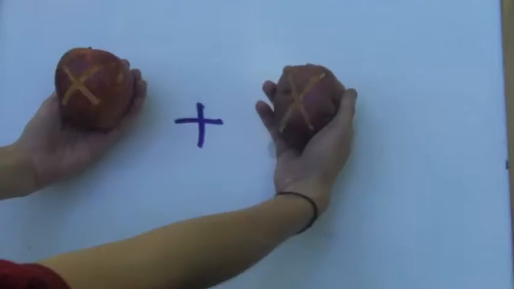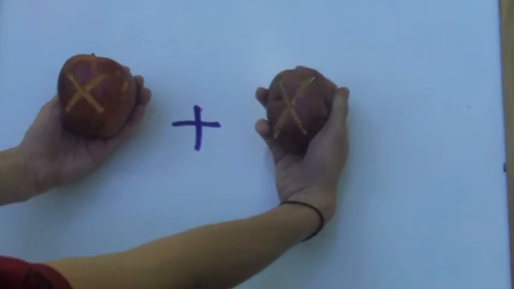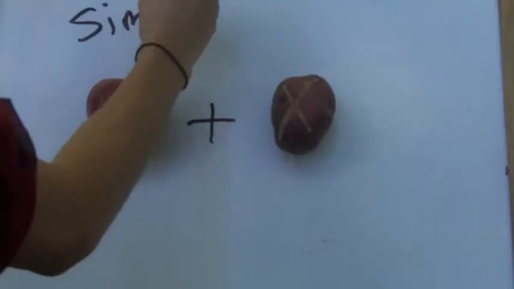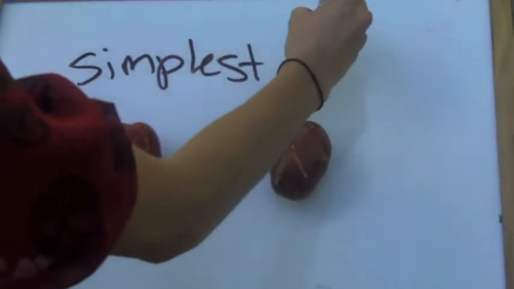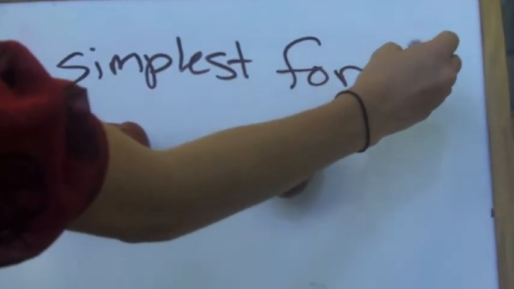X squared and x are very different, just like an apple and, say, this potato, so we cannot add them together. Therefore, x squared plus x is in simplest form.